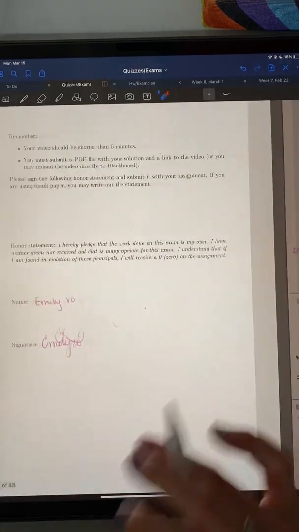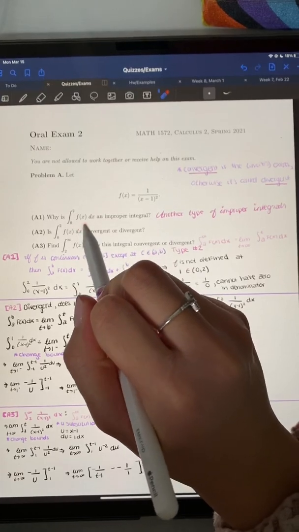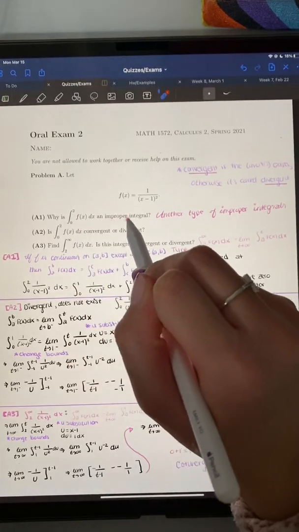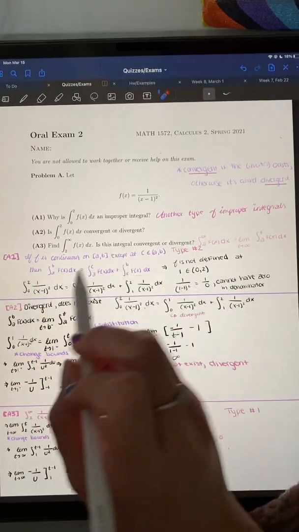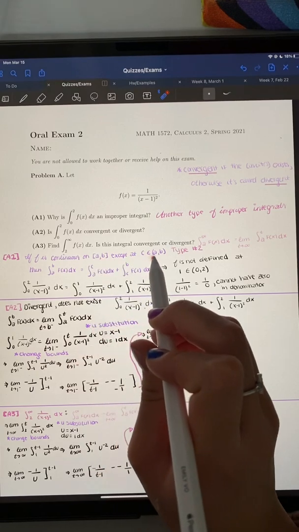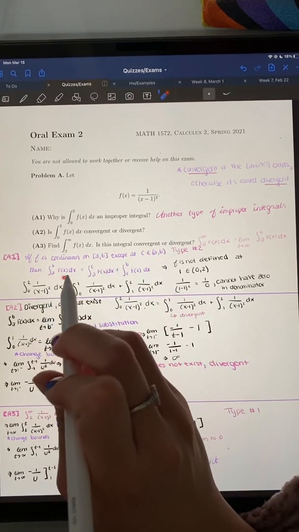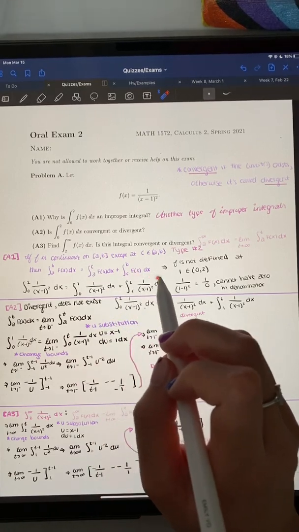Hello, so for oral exam number 2, question 1 asks why the integral from 0 to 2 is an improper integral. So we see it's a type 2 improper integral, but why? Because f is continuous on the closed interval from a to b except at c in a to b, then the integral of a to b f of x dx equals the integral of a to c f of x dx plus the integral of c to b f of x dx.